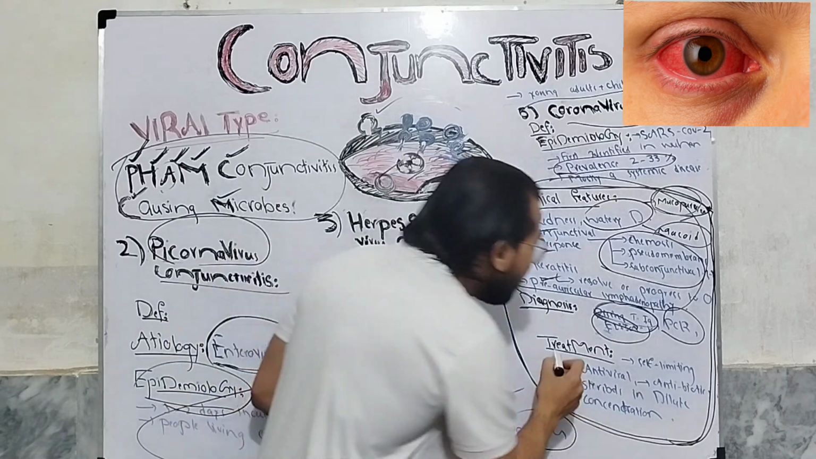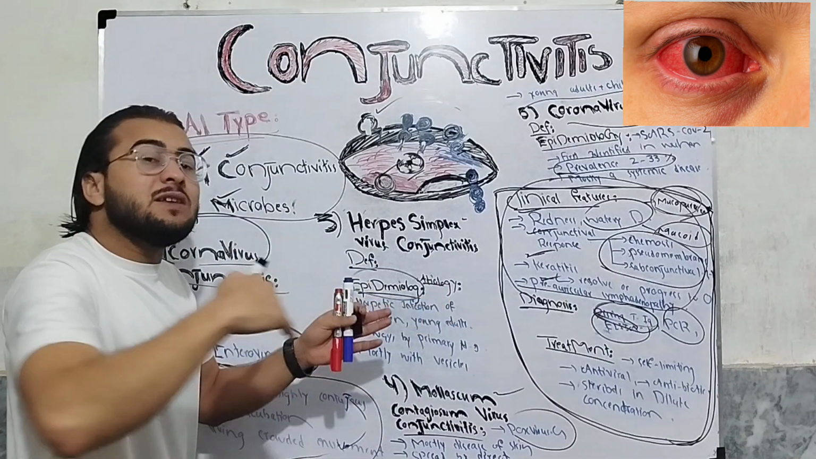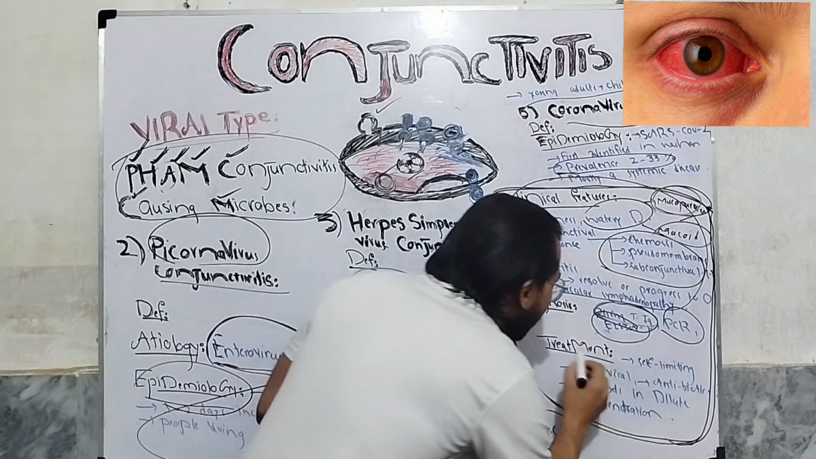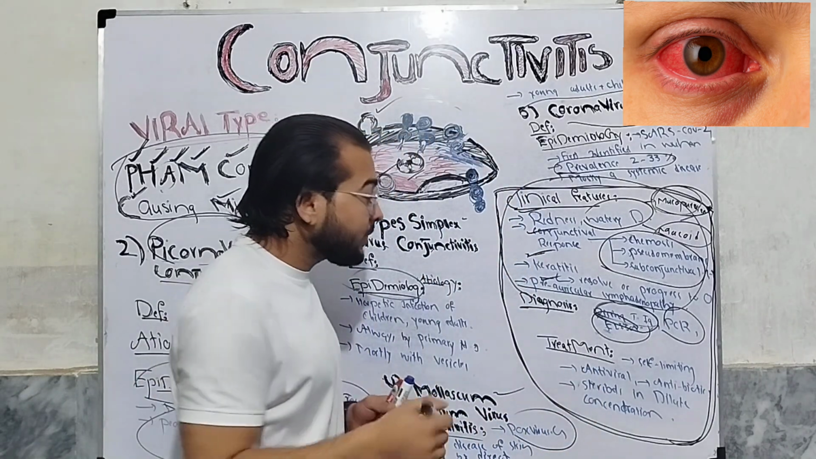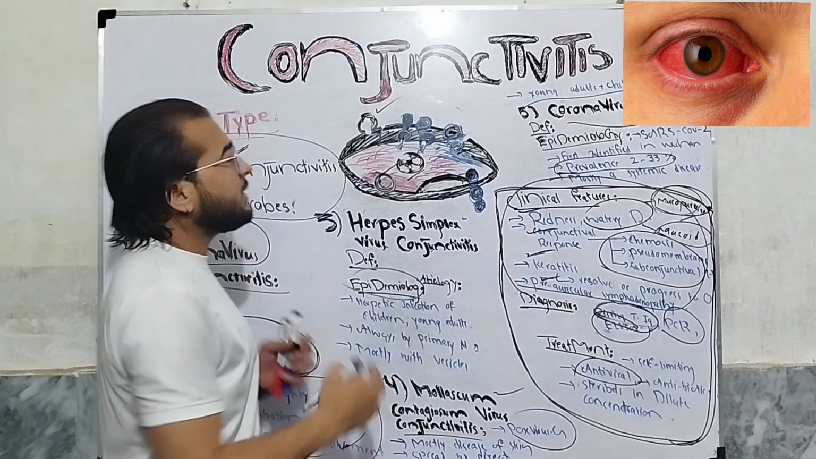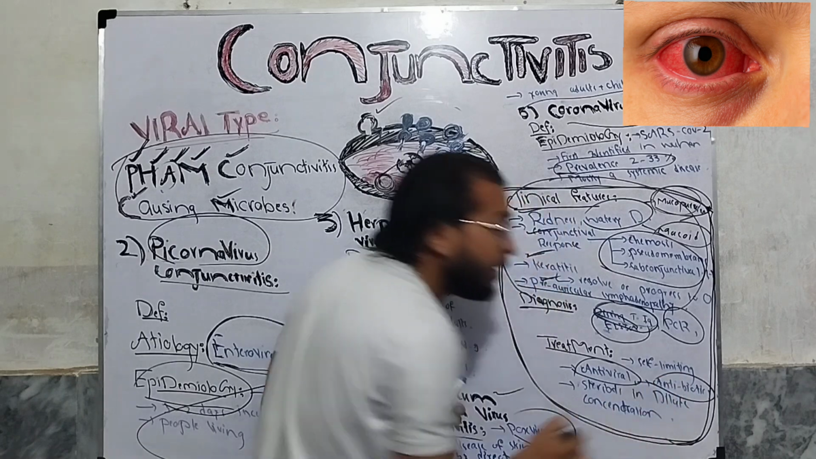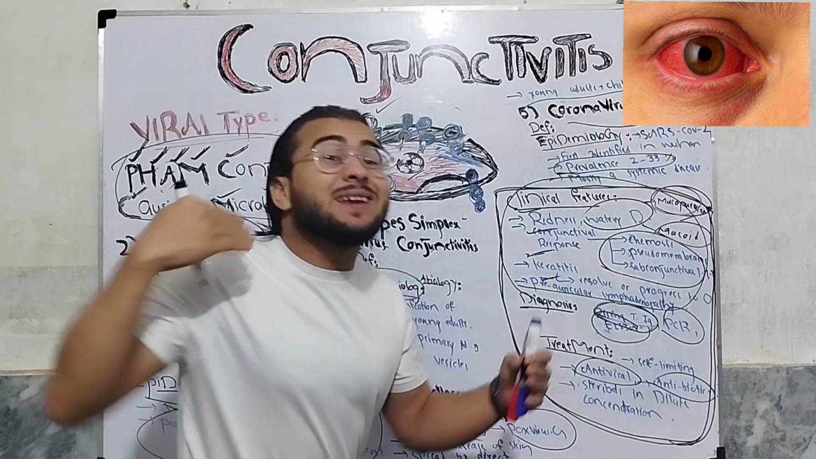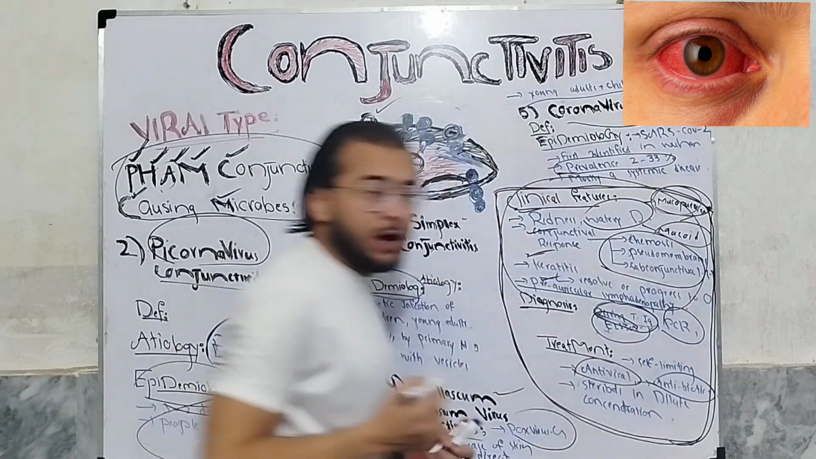Now the treatment. As these are viral infections, they are mostly self-limiting, so they generally do not require any treatment, but we can do symptomatic treatment. We can prescribe antivirals, but antivirals are not so effective. We will prescribe antibiotics. As the condition is viral, there is the chance of secondary bacterial infections, so we will prescribe antibiotics.